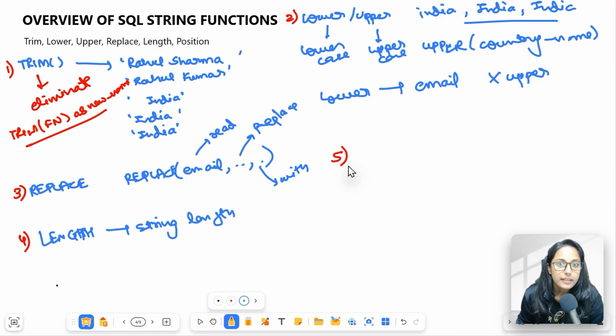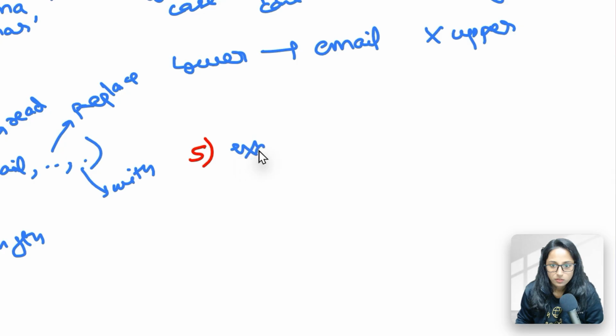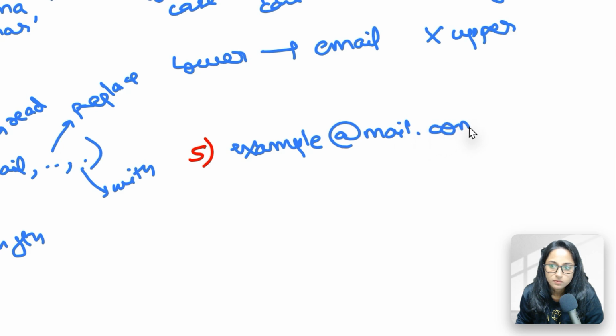And during the actual implementation, you will be able to visualize it better while writing the query, how it would look in the table and what output we are getting. So for the position, for example, I want to get the position in my email ID, so I say example@mail.com. I want to find the position of this @.